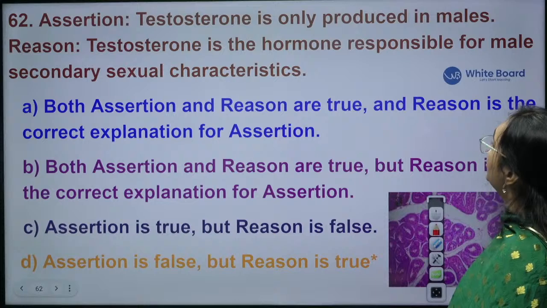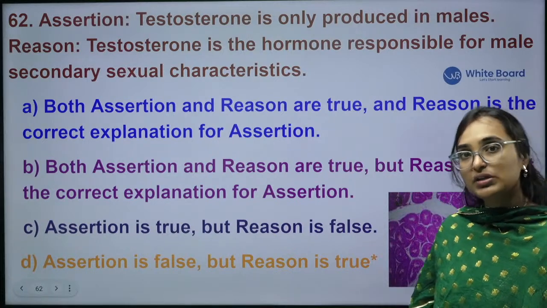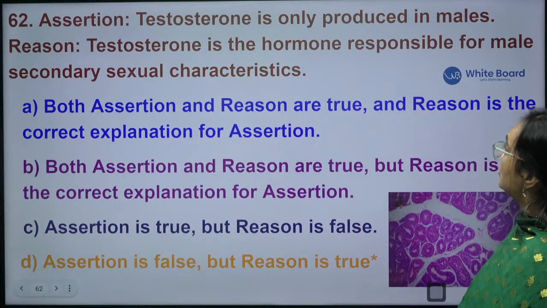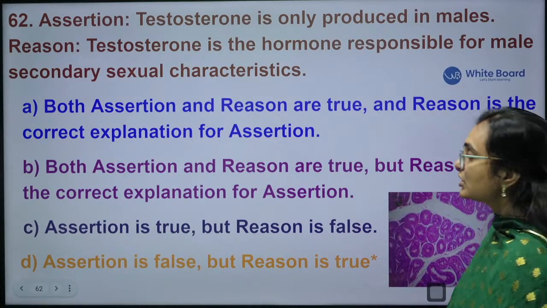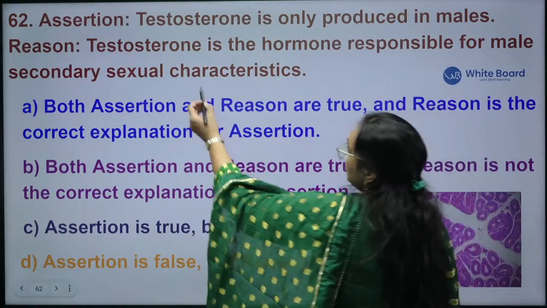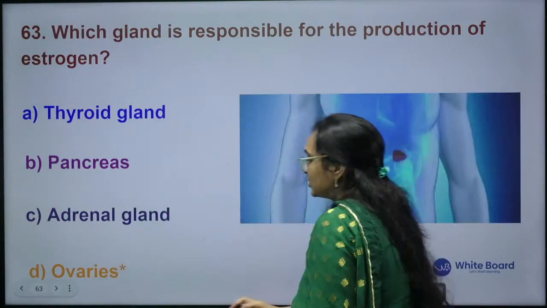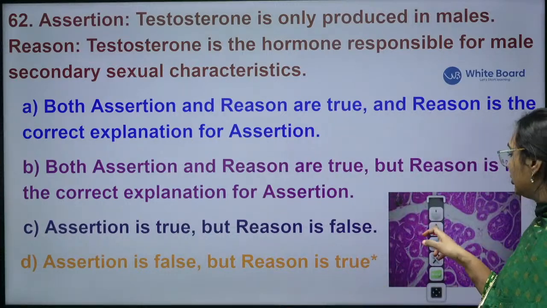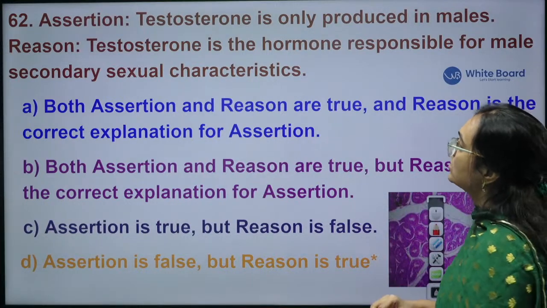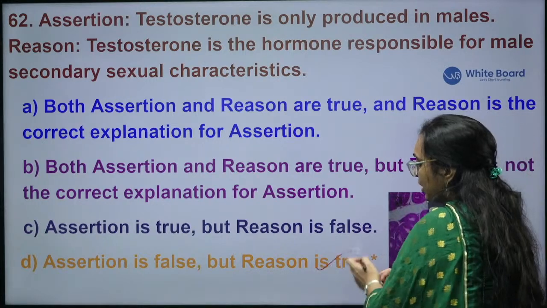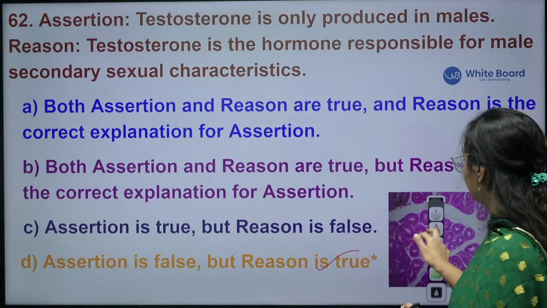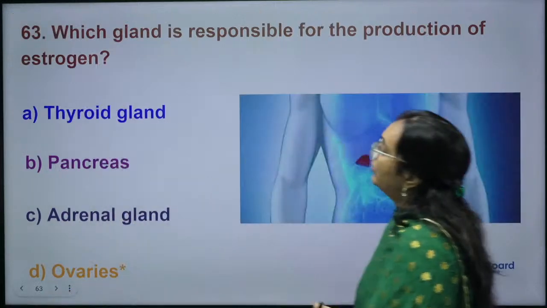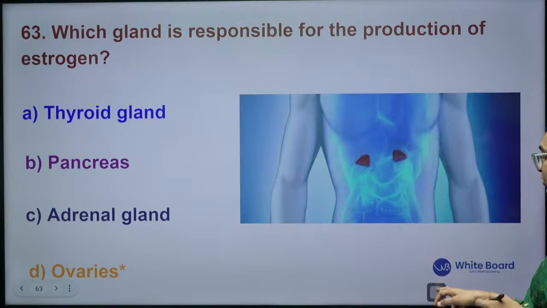Testosterone is only produced in males? No, it is produced in females also. Testosterone is a hormone responsible for male secondary sexual characters. Yes, testosterone is responsible for the development of male secondary sexual characters, but it is also produced in considerable amounts in females. That is why A is false and R is true. Answer is D.